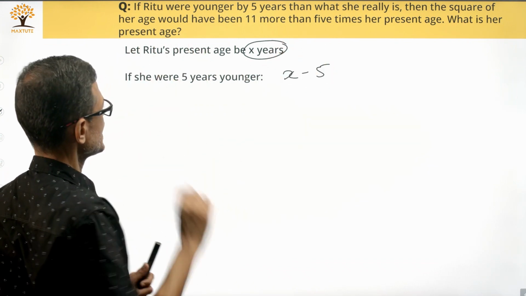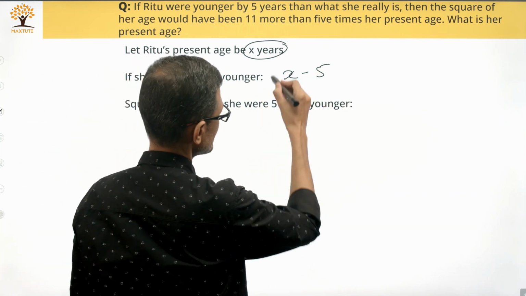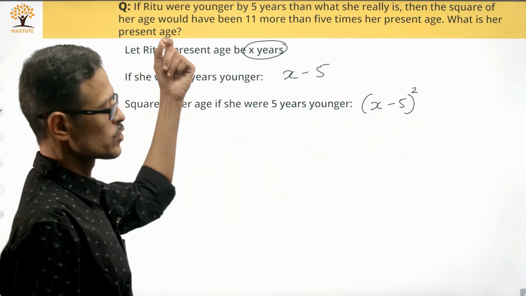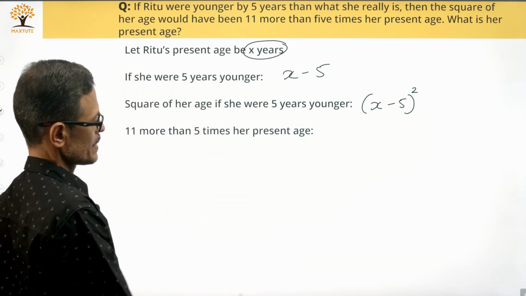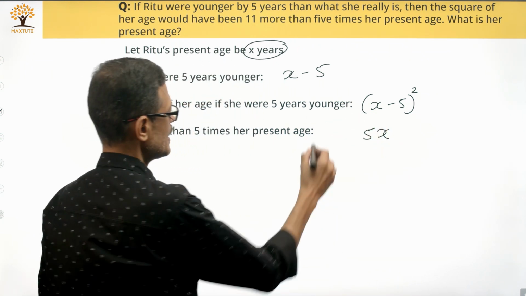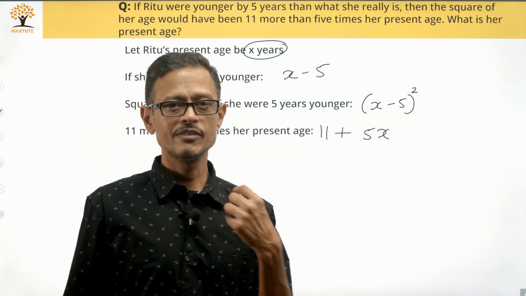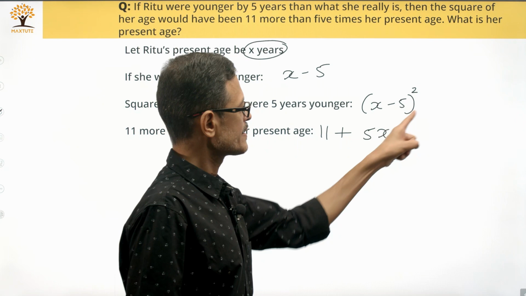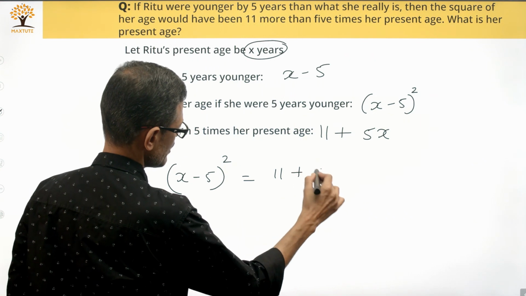Then the square of her age would have been the square of this, the square of her age if she were 5 years younger. 5 years younger, her age is X minus 5. Square of that will be X minus 5, the whole square. Then the square of her age would have been 11 more than 5 times her present age. Her present age is equal to X. 5 times her present age is 5X. 11 more than 5 times her present age is equal to 11 plus 5X. So what is equal to 11 more than 5 times her present age? Square of her age had she been 5 years younger. Square of her age had she been 5 years younger is X minus 5 the whole square. They're saying that is equal to 11 plus 5X.